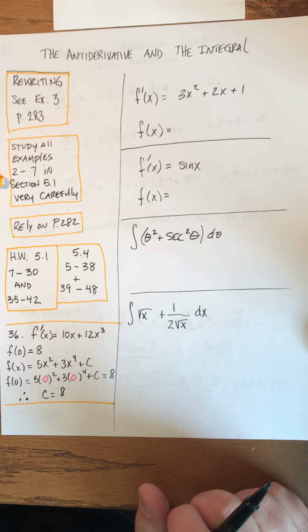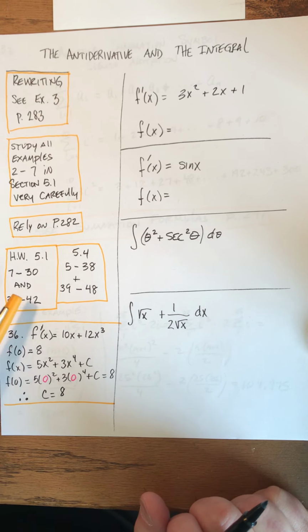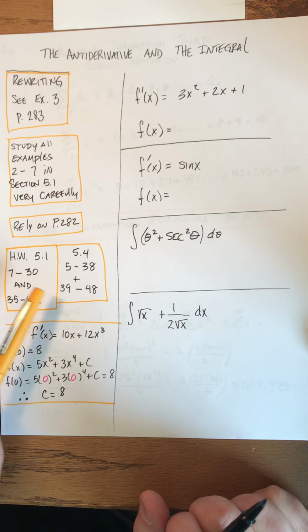Study these examples very, very carefully, examples 2 to 7 in section 5.1. You're also going to really rely on page 282, which is going to give you all of the integrals that we'll be using, and how they relate to the derivatives that you already know. And then here's your homework assignment in these two sections, 5.1 and 5.4. I'll show you why we're not going to do 5.2 and 5.3 in just a minute. We're going to go over it but not do it. So let's get right into it.